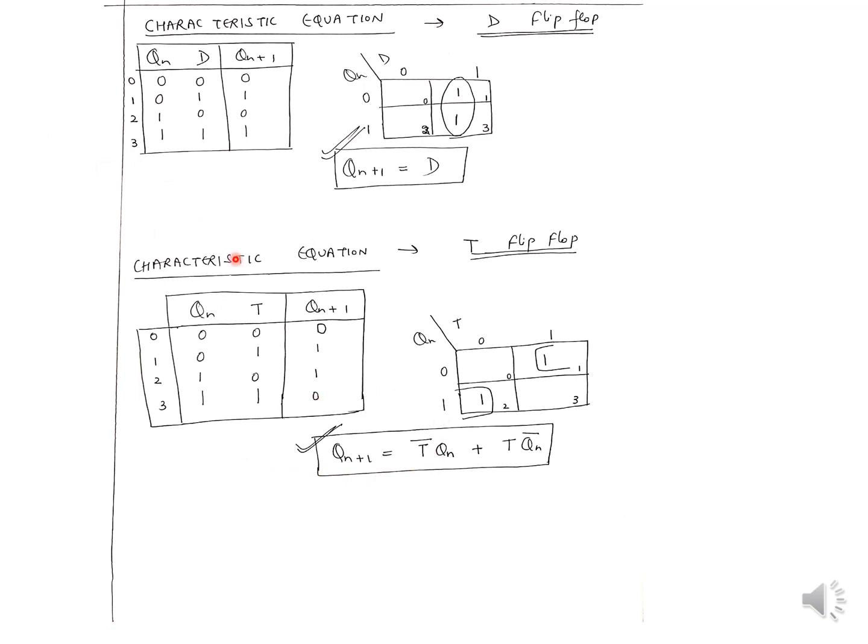So we have found all the 4 characteristic equations of all the 4 flip-flops. These characteristic equations are very important in realizing the flip-flops from one form to another. Thank you so much. In the next presentation, I am going to cover the realization of JK flip-flop using the SR flip-flop.